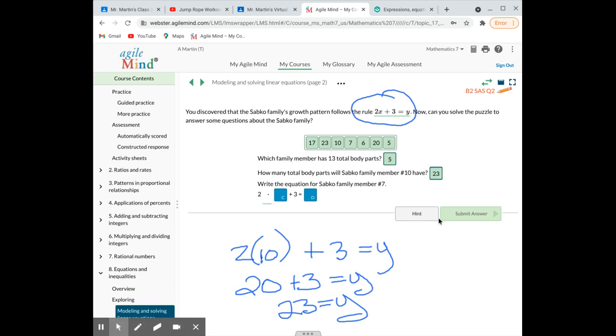All right, so what I want y'all to do, it says write the equation for Sabco family member number 7. I want you to take about 30 seconds to see what you would come up with, and I'm going to call on a couple of people to help me out with that, okay?